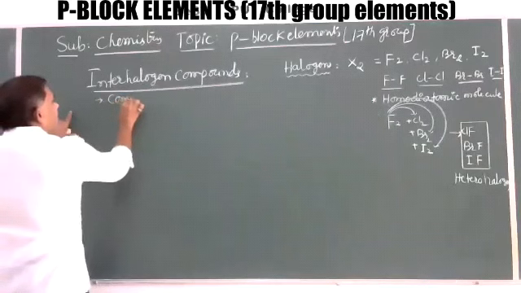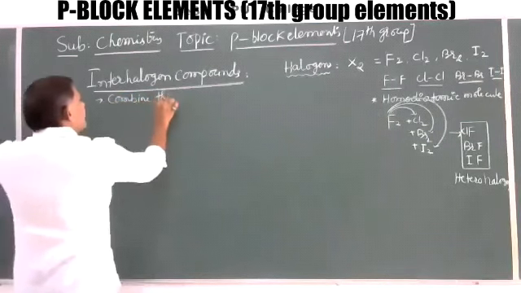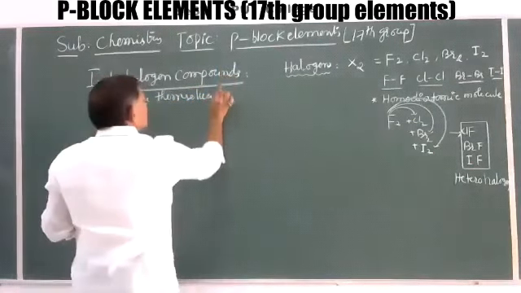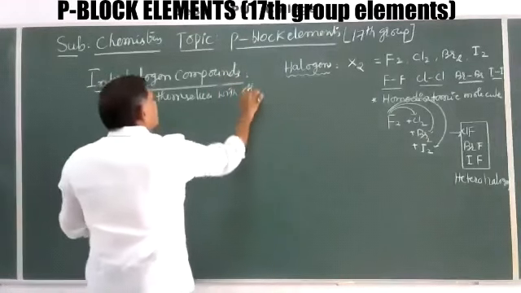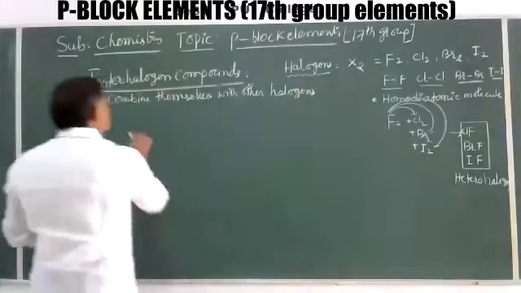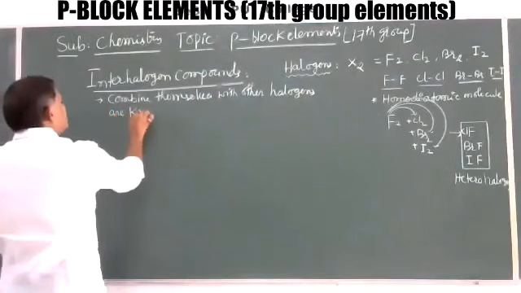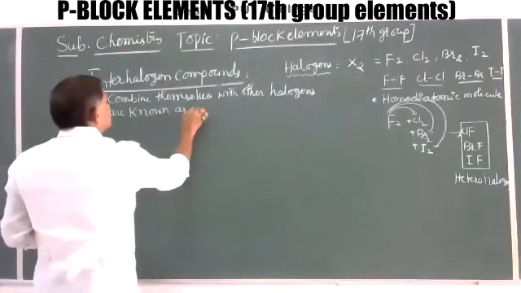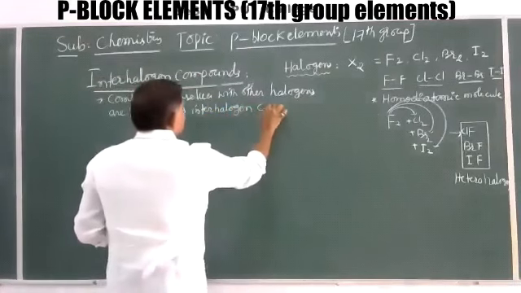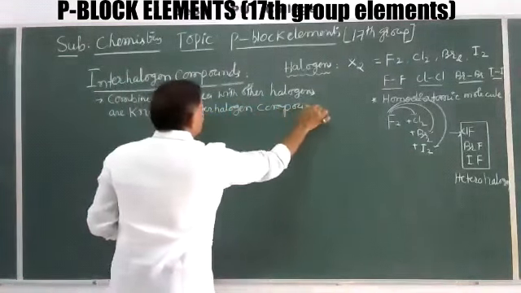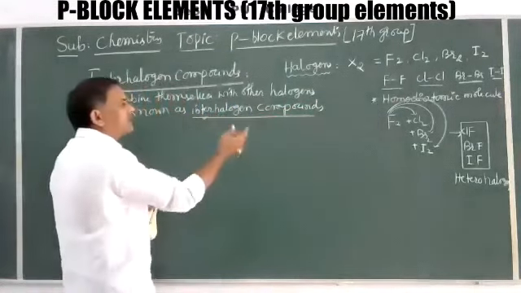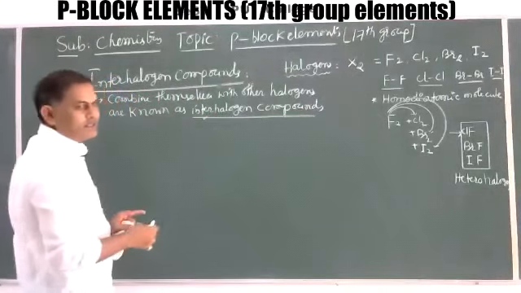These are the compounds formed by combining with elements of the same group. So when halogens combine with other halogens, they are known as interhalogen compounds. Simply halogens we know, but here interhalogen compounds. Inter means combined with the same group elements, with other halogens.